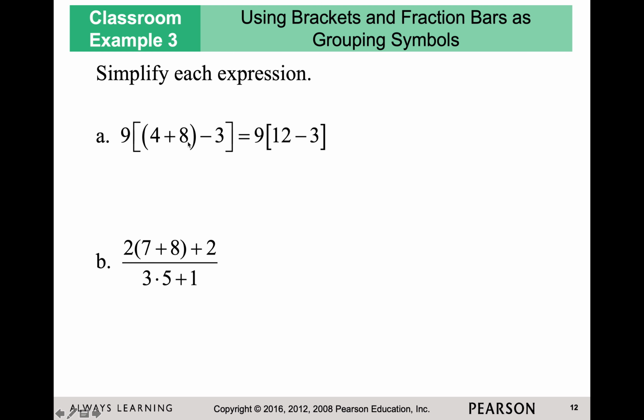So if you look in here, what did they do? They took care of the parentheses first. So they did 4 plus 8. That's what they're supposed to do. If there was a bracket here, you would still do 4 plus 8 first. You do all grouping symbols first. So then I get 12 minus 3, which is 9. 9 times 9 is 81.